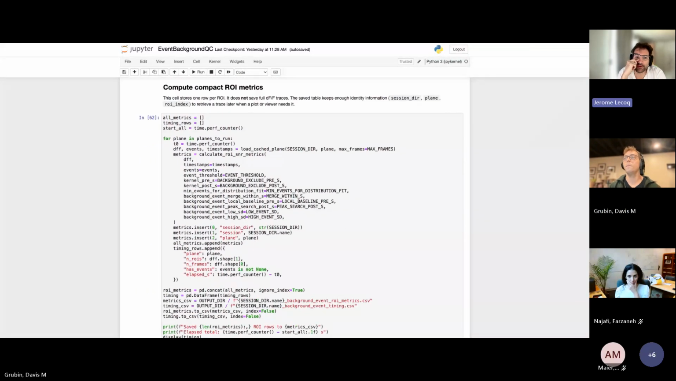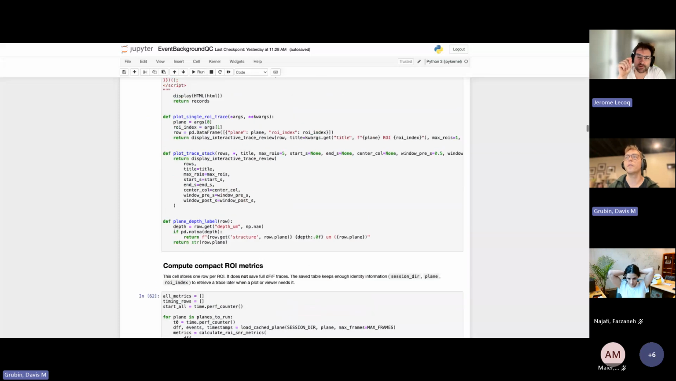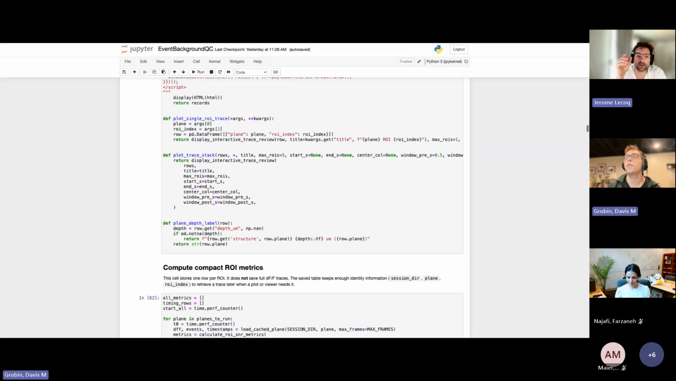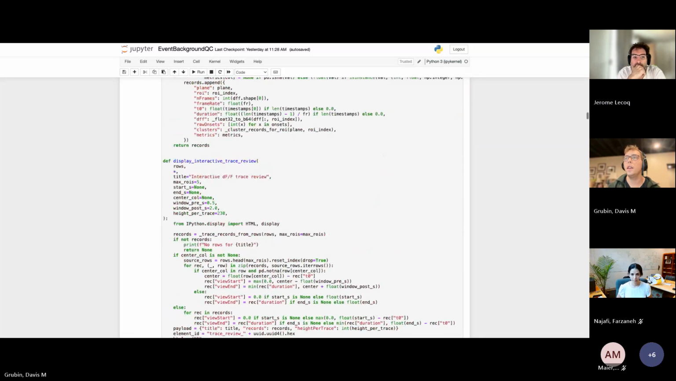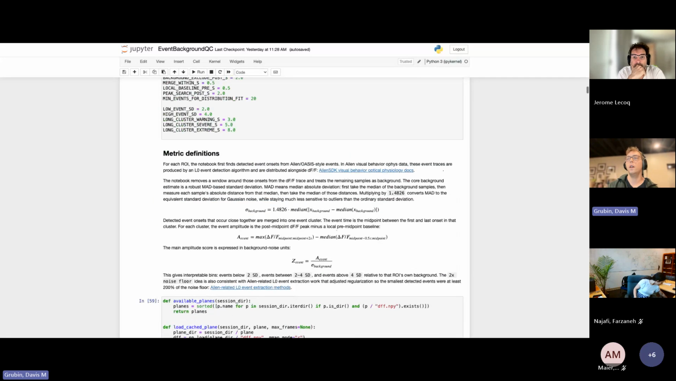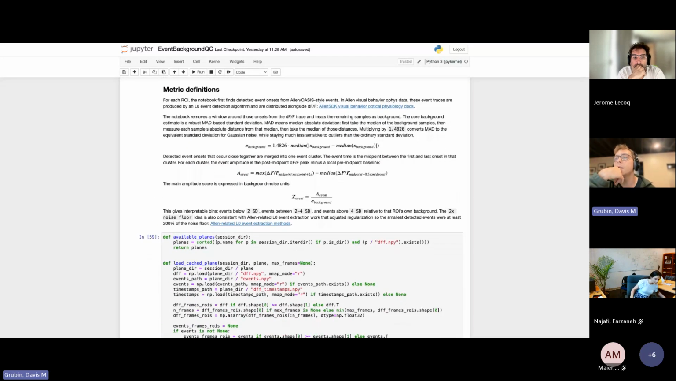Can you give me a little more? I'm not sure I completely understood. How exactly is the event defined? When you said window... Yeah, so the event is identified by Allen's OASIS style deconvolution, and the window is 2 seconds after that event and 0.5 seconds before it.